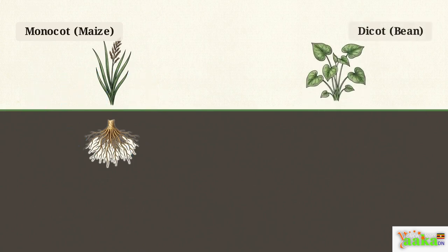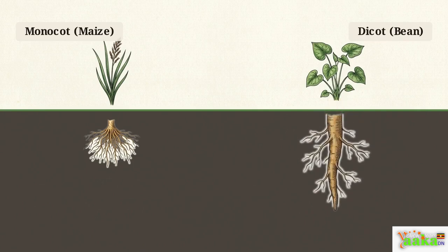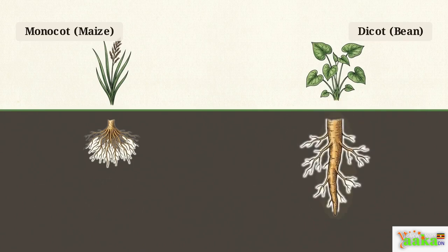On the left, the monocot strategy, like maize, utilizes a fibrous root system. Many roots of equal size spread widely from the stem's base. This network is adapted to catch surface-level moisture immediately after it rains. On the right, dicots, like the bean plant, utilize a taproot system. One thick main root grows deep into the earth, with smaller lateral roots branching off, reaching underground water tables during dry seasons.